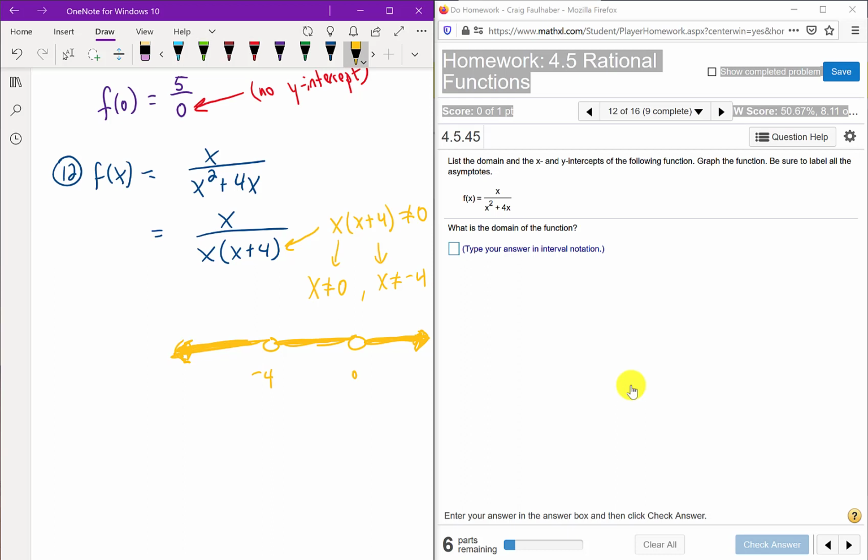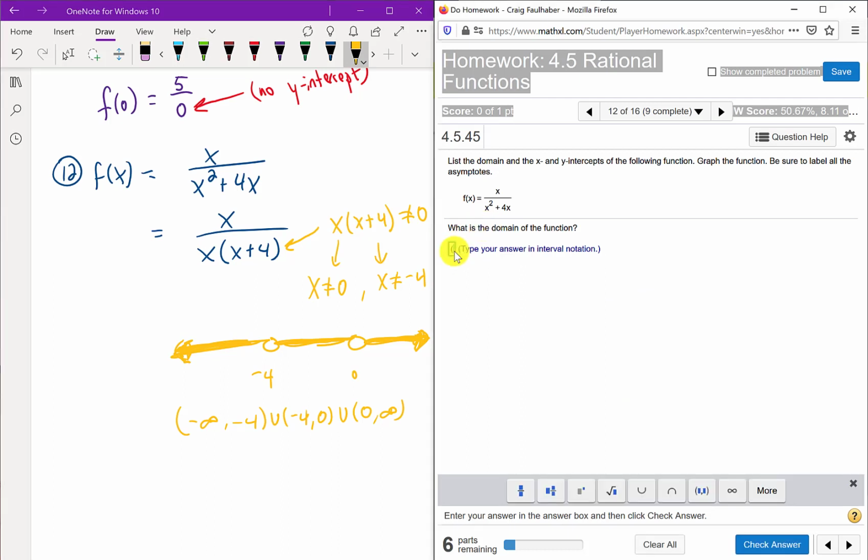So that actually splits our domain into 3 pieces, as you can see from this number line. One piece goes from -infinity to -4. The next piece goes from -4 to 0. And the final piece goes from 0 to infinity. And that is the domain. I'm going to take a little bit of time and type this in.